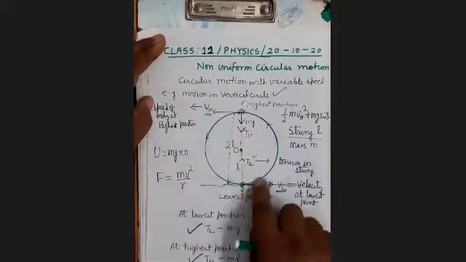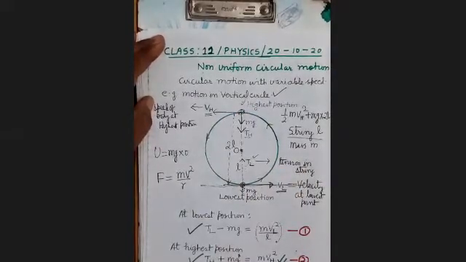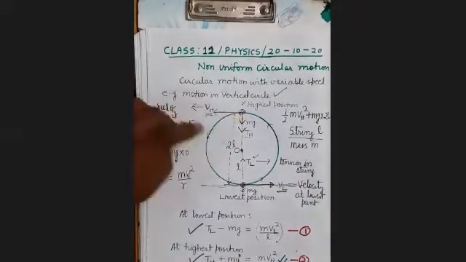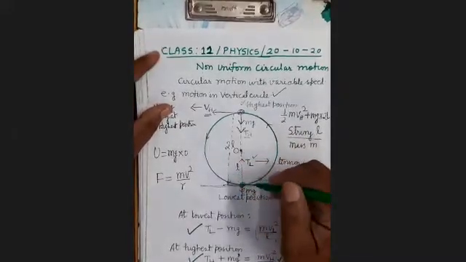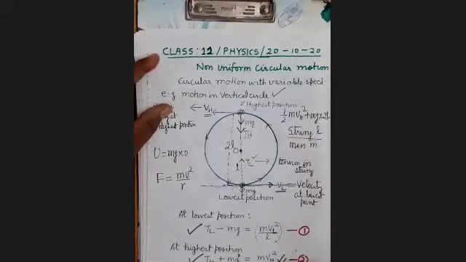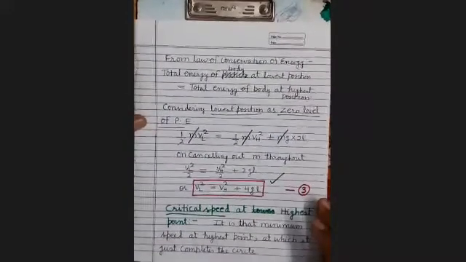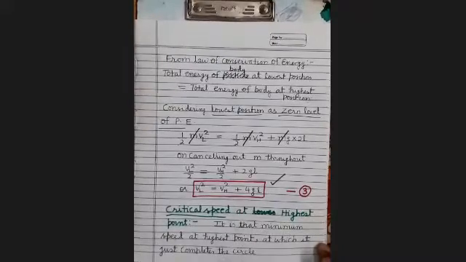So if you keep on decreasing the speed in the same way, a stage will be reached when tension at the highest point will become zero. A speed at the highest point will be attained at which TH becomes zero. And that will be the minimum speed of the body at the highest point.